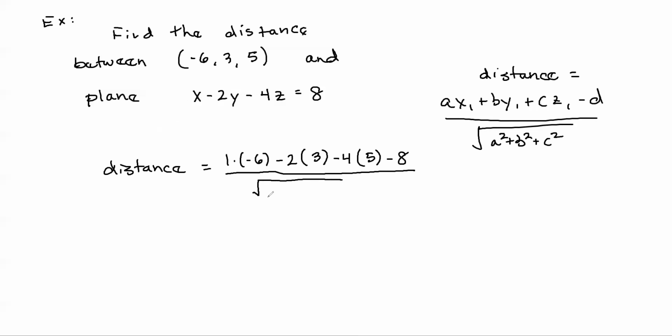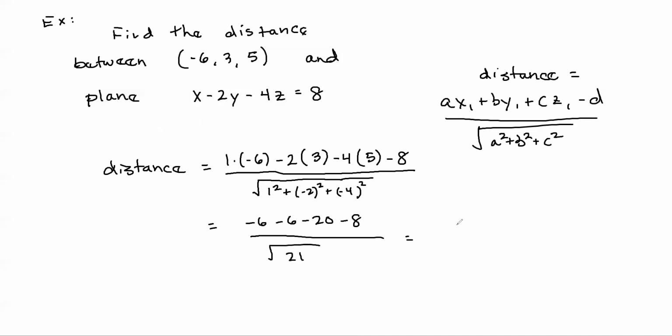So again, a is 1, so we're going to get 1 squared, -2 squared, -4 squared. And so what are we going to get here? This is -6 minus 6 minus 20 minus 8. And then we're going to have the square root of 1 plus 4 plus 16. That is 21. So this is -40 over the square root of 21.